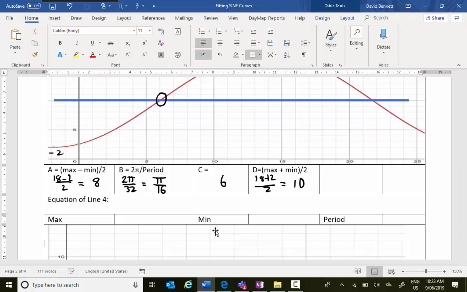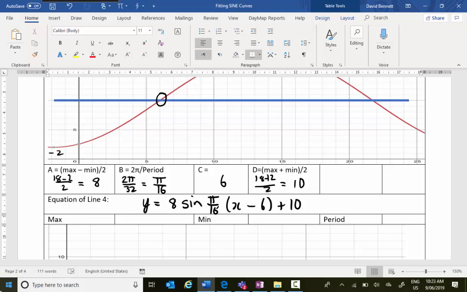Okay, so now I can write my equation. My equation would be simply y equals 8, my maximum or amplitude, sine of pi on 16. Okay, and then I got my x value. Let's do x this time. X take 6 plus 10. Right, now if I go to my calculator, my Desmos, I can graph that one there.